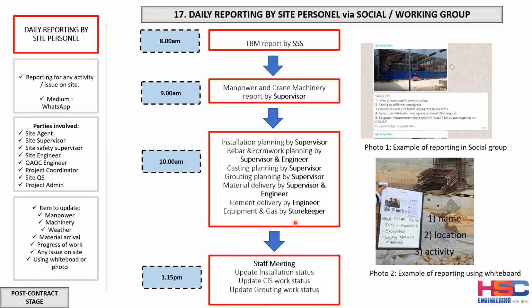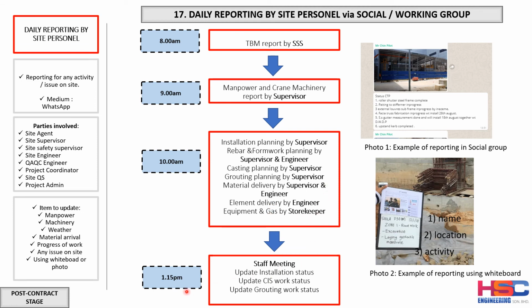All right. At 1 p.m., after lunchtime, normally the site lunch hour is at 12 p.m. to 1 p.m. After the lunchtime, have a staff meeting. The project manager has to take charge of this. This is the staff meeting where the supervisor can update whatever he posted at 10 a.m. What is the status of this work, whether it can happen or not.